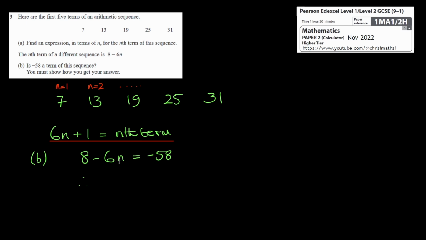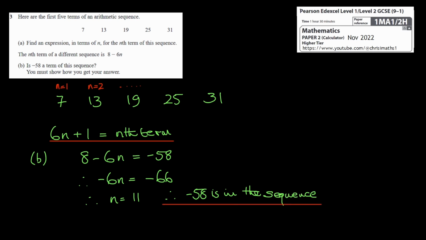So, moving things around, the 8 is going to shift sides, so I get negative 6n is equal to 8 coming over here. It will become negative and will add effectively to the 58, and we get negative 66. And hopefully you can clearly see that n is equal to 11. So therefore, negative 58 is in the sequence. So we've proved it, and that's your answer.